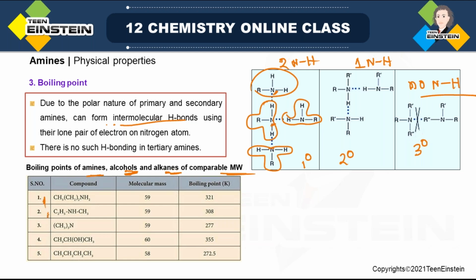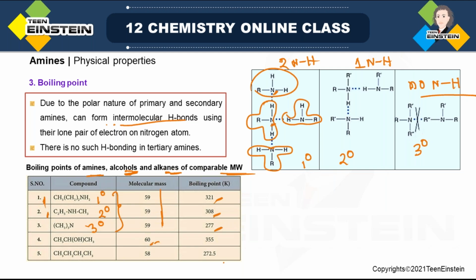In numbers 1 and 2, we have taken amines. This is a 1 degree amine, this is a 2 degree amine, this is 3 degree. Molecular masses are the same. Now look at the values: 3 degree amine 277, 308, 321. So the maximum is for 1 degree. So now we are comparing among different types of amines. But now if you look at the alcohol, which has almost the same molecular weight, 355, it even crosses the value of the 1 degree amine.